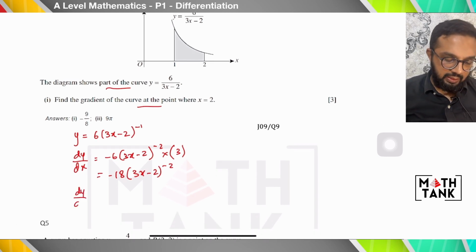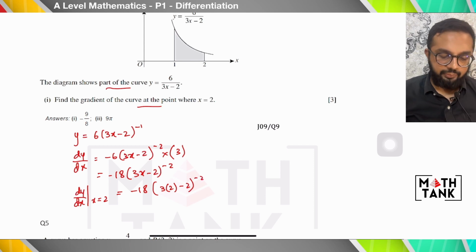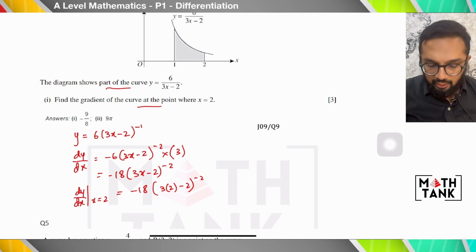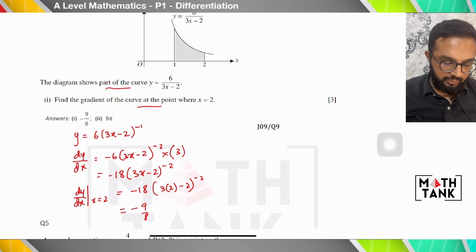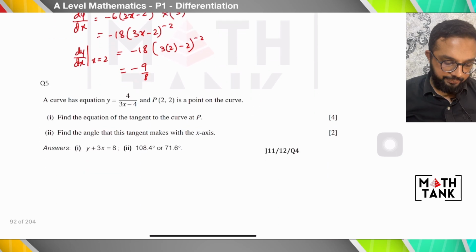Then dy by dx, and I want to plug in the value: minus 18 (3 times 2 minus 2) power minus 2, which is 4 power minus 2 times minus 18. It's minus 9 over 8. I think that was relatively simple.